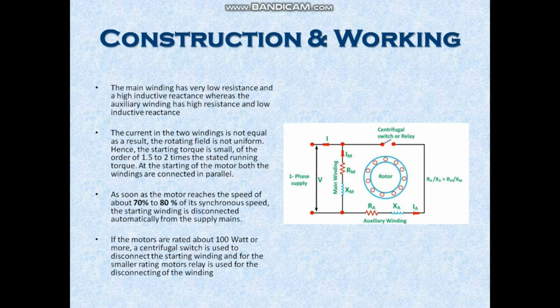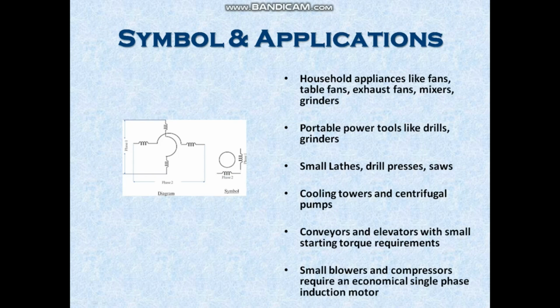If the motors are rated above 100 watts and more, a centrifugal switch is used to disconnect the starting winding, and for smaller rating motors, a relay is used for disconnecting the winding. The symbol used to represent the split phase squirrel cage induction motor resistance start type is shown in the figure.